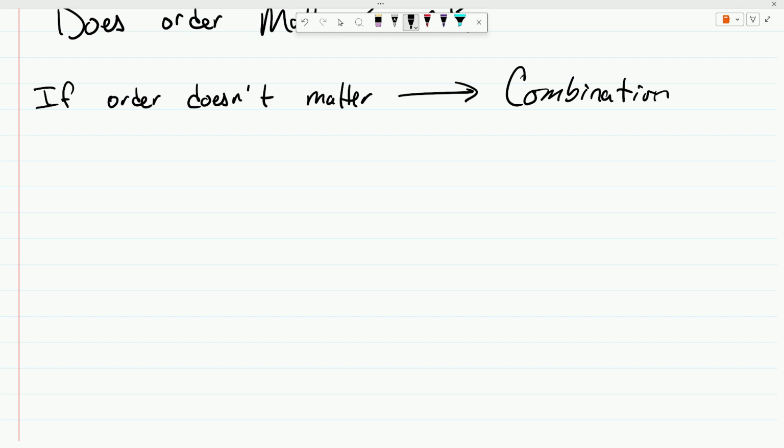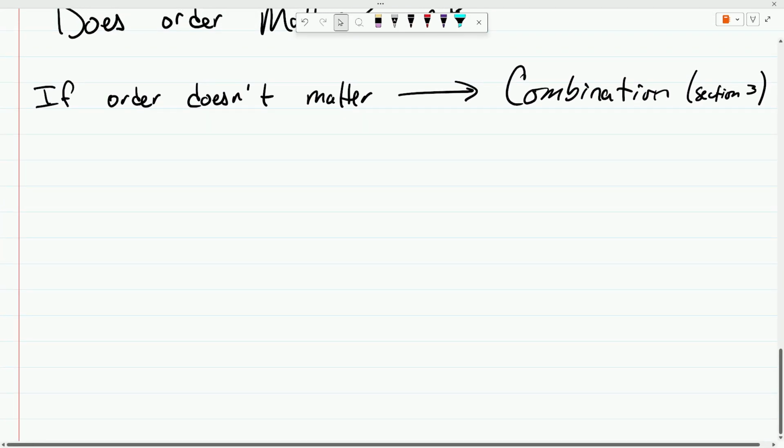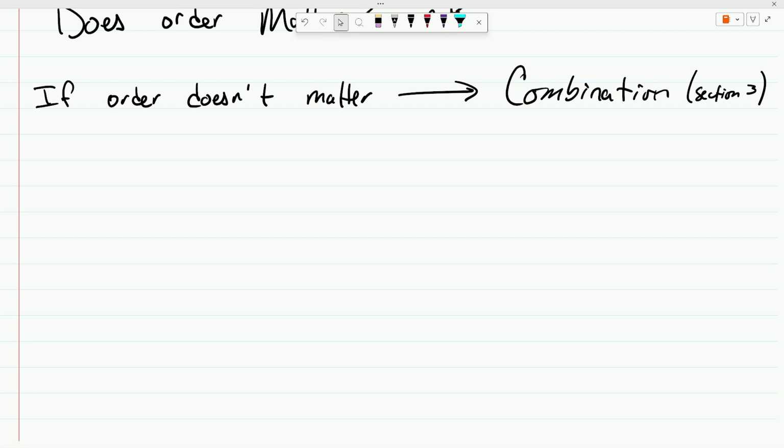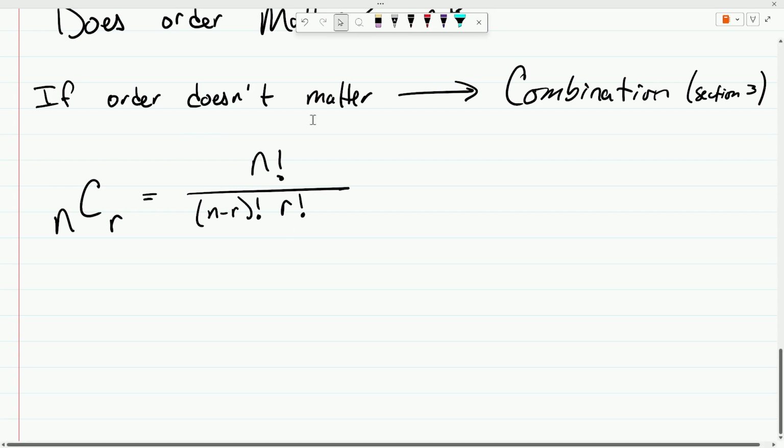So this is going to be section 3 now, if you're following along in your text. So if order doesn't matter, we call that a combination. And yes, the combination also has its own formula, and it's very similar. It's nCr, which is equal to n factorial over the quantity of n minus r factorial, and then you multiply it by the r factorial again in your denominator.